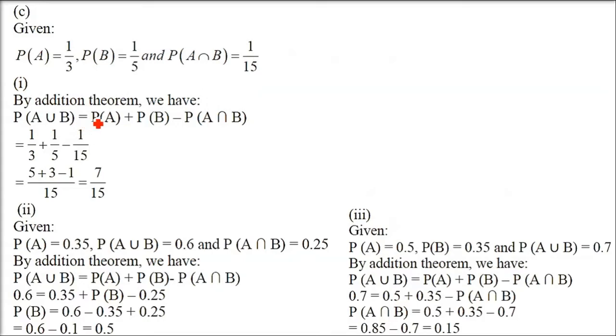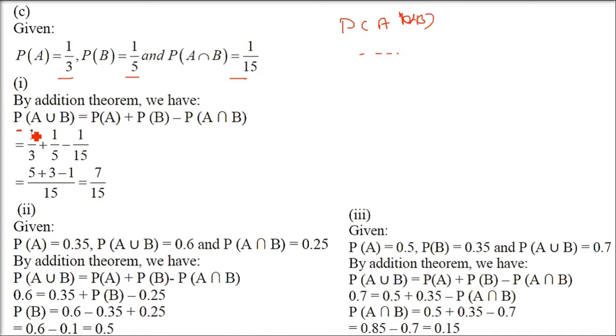Now the third part here is C. There are certain parts being given and one part had to be filled in. In the first part, PA, PB and PA intersection B are given, and below this the values are given: 1 by 3, 1 by 5, 1 by 15. PA union B we have to find out. Actually, let me show you how it is given. The last one is PA union B and there is dot dot dot. So you have to fill it.